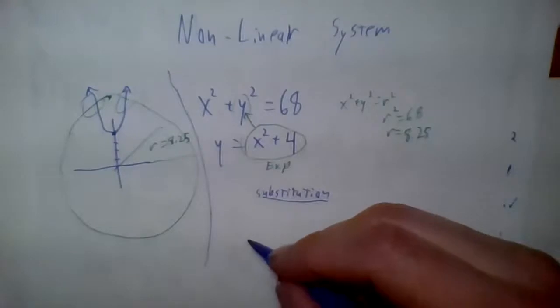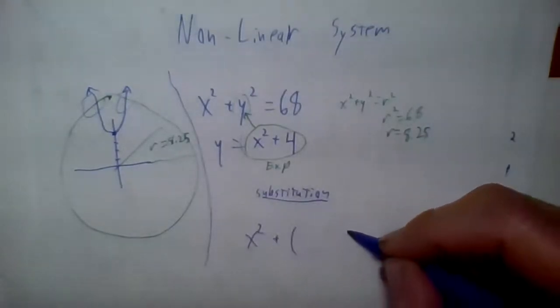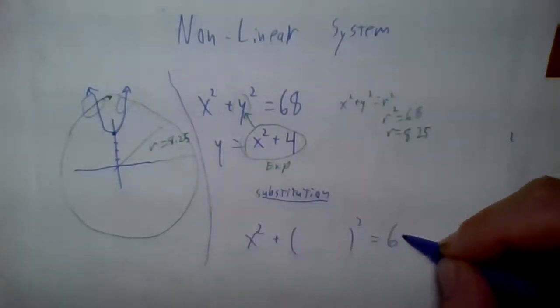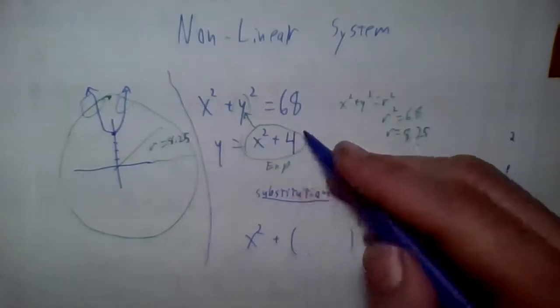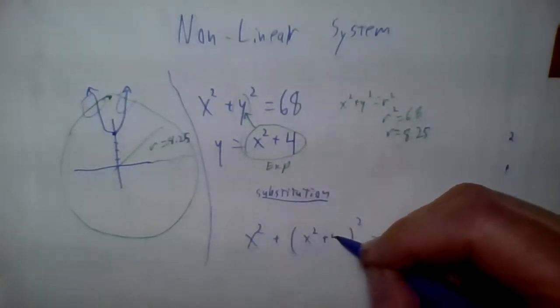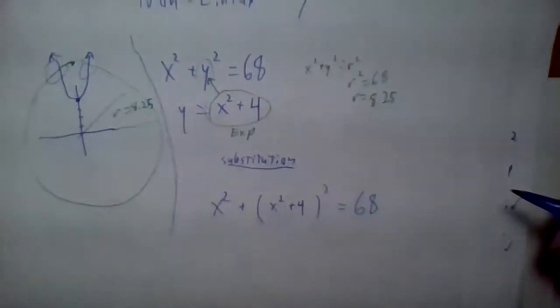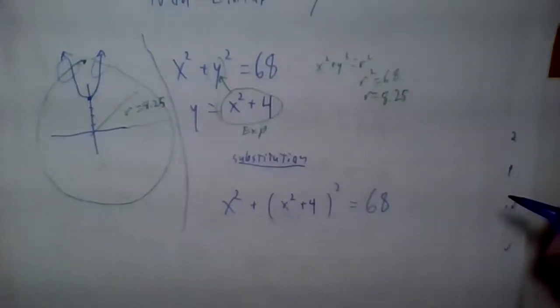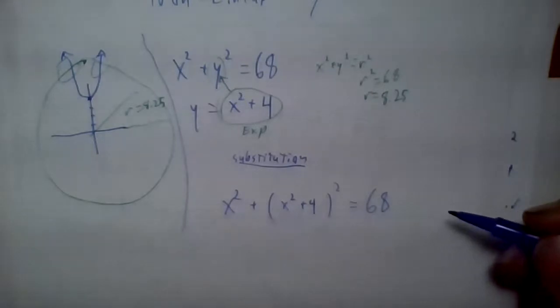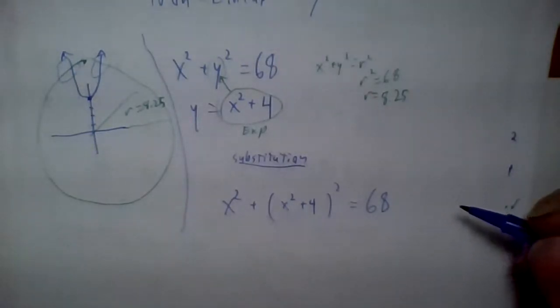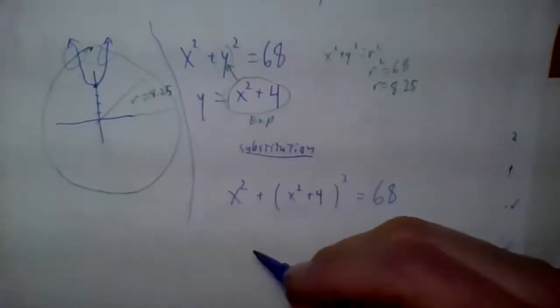So that turns this equation into x squared plus, use the containers here, that's going to be important, y squared, and y is equal to x squared plus 4. Parentheses very important there because we have to square that whole thing. We're going to have a complicated looking equation, but it's just an equation with x in it. Polynomial equation we should be able to solve just with x. So let's see what happens.